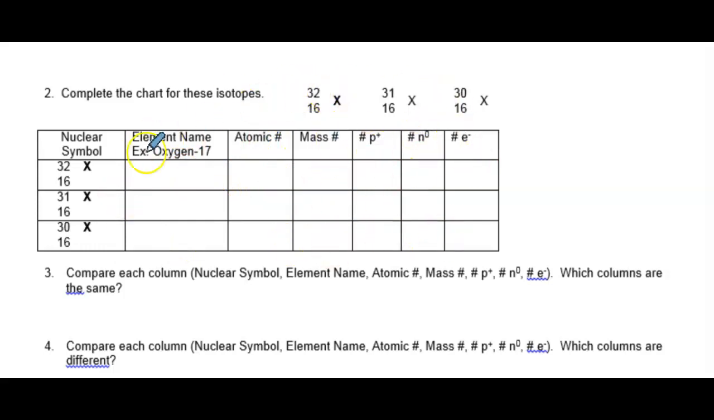I brought them down here, so I brought this one down to there, I brought that one down there, and I brought that one down there. Once you get this table filled out, you're going to answer 3 and 4. Compare each column. You're comparing the nuclear symbol, the element name, the atomic number, mass number, protons, neutrons, and electrons. For this one, you're going to tell me which columns are the same, just write them out here. And then for number 4, which of the columns are different.